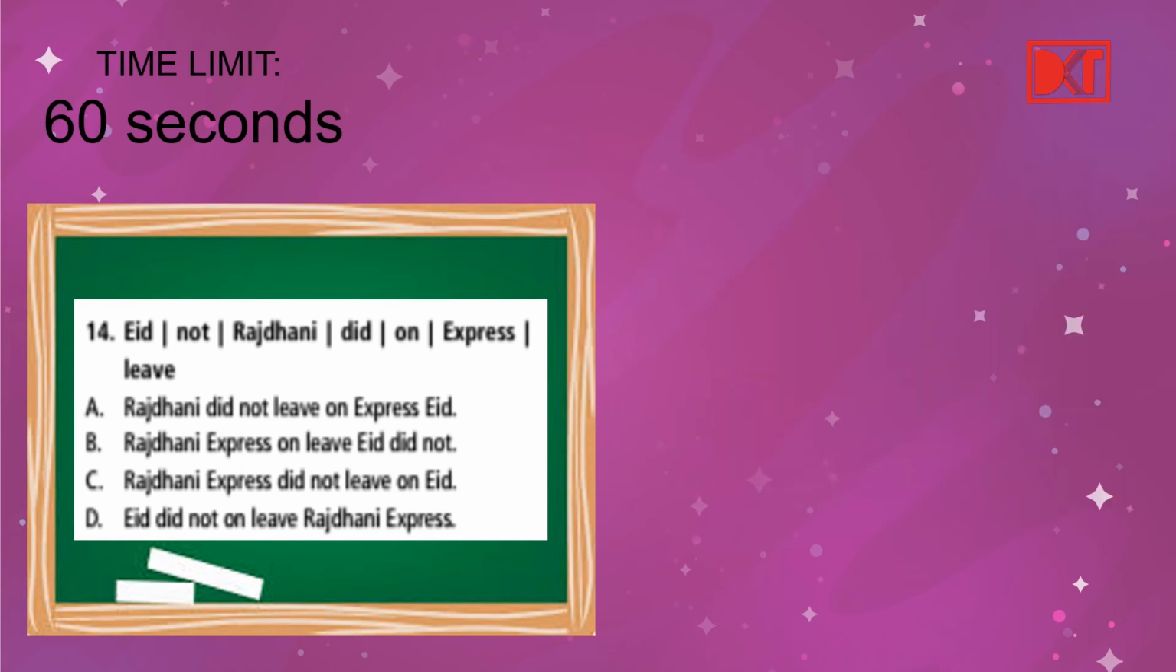Okay, here: Eid not Rajdhani did on express. Now here I can't really figure out what the subject might be. So let's read the sentences. Rajdhani did not leave on express Eid. Rajdhani Express on leave. Eid did not. Rajdhani Express did not leave on Eid, or Eid did not leave on Rajdhani Express.